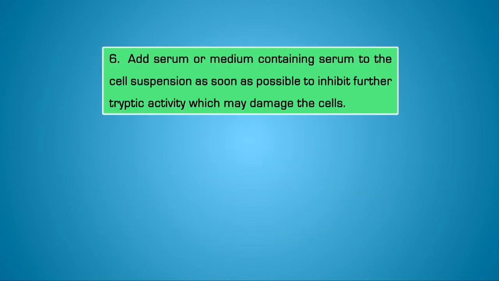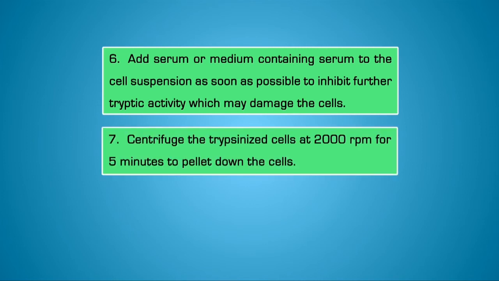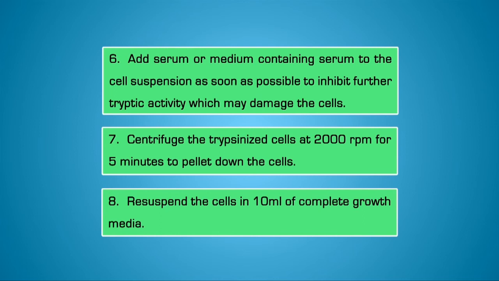In the next step, add serum or medium containing serum to the cell suspension as soon as possible to inhibit further tryptic activity, which may damage the cells. Now, centrifuge the trypsinized cells at 2000 rpm for 5 minutes to pellet down the cells. Next, resuspend the cells in 10 ml of complete growth media.